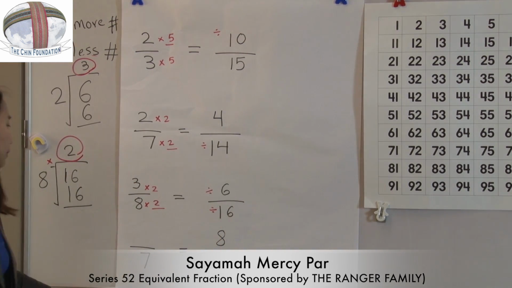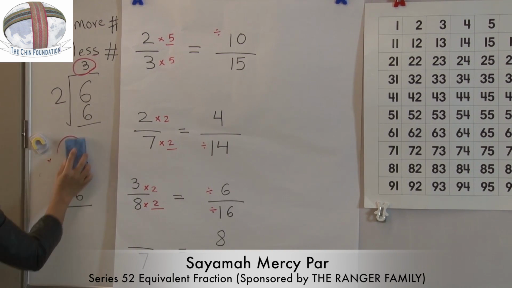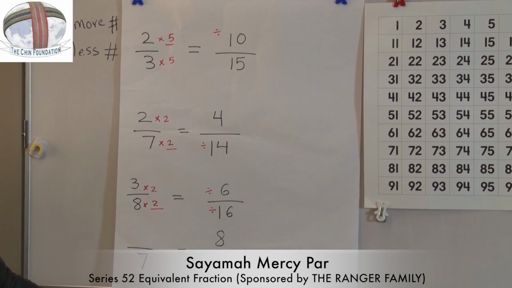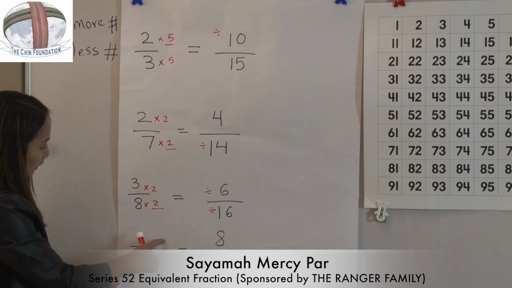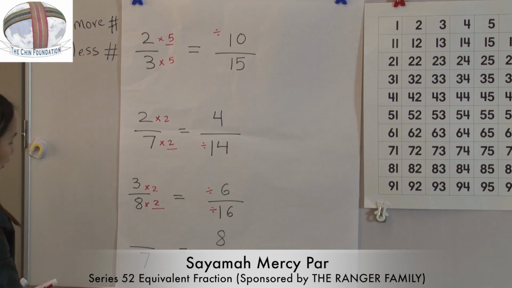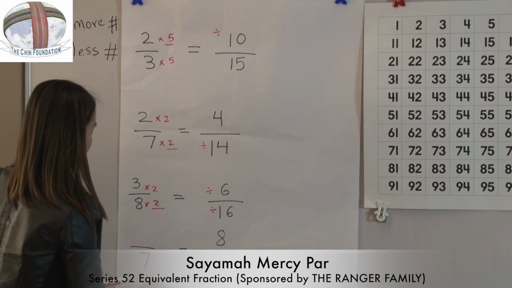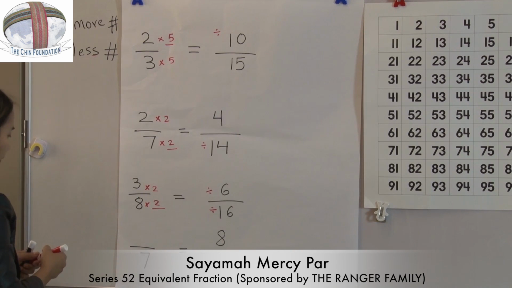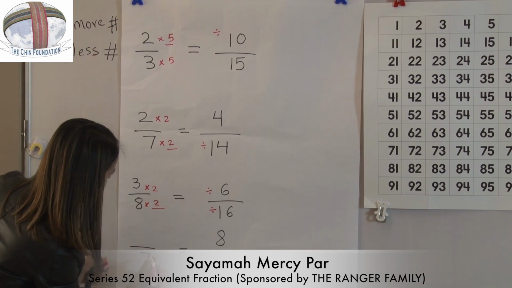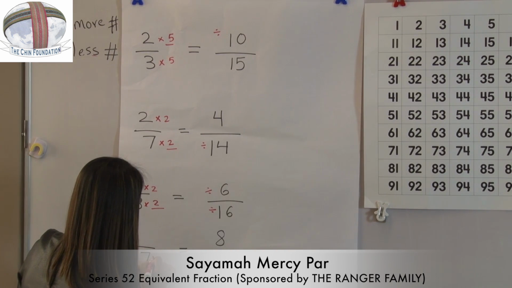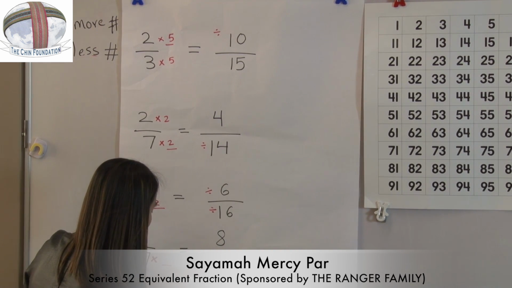Okay, let's do one more. Missing number here. We don't know, but we can figure out how do we get this number to this number. Okay, I know we have more number here, that means multiply. Okay, but we don't know what number we should multiply by. So we have to do it the opposite way. The opposite way of times is divide.